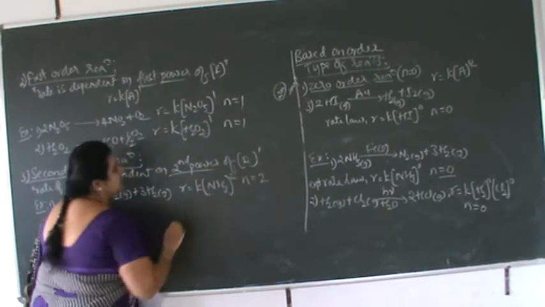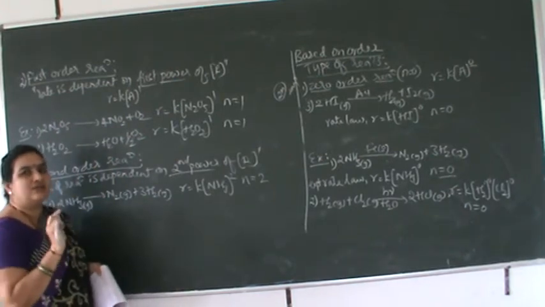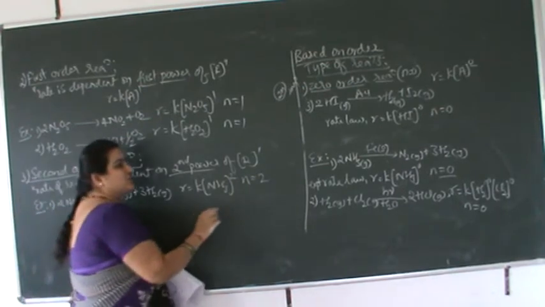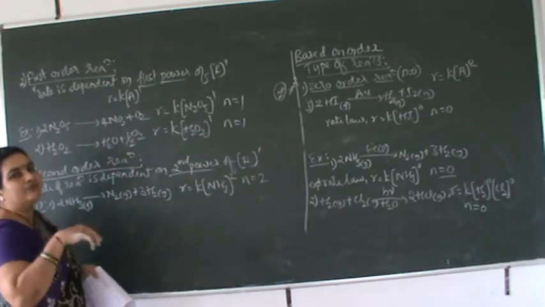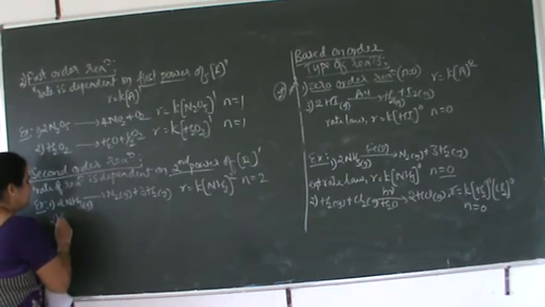Don't get confused here. In order to have a zero order reaction, we must have some special conditions that must be shown on the arrow. Otherwise, the reaction will be of higher order. Second one, esterification, saponification of ester.